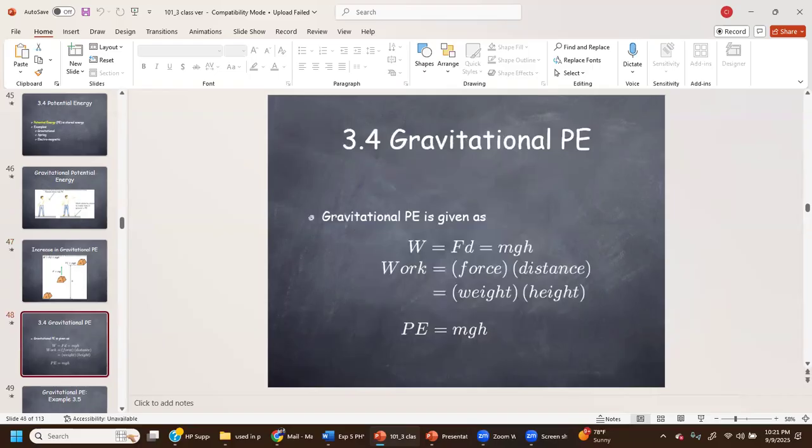which, again, your gravitational energy is where you started from work, which is your force times your distance, and your force is your mass times your gravity multiplied by the distance h. So your potential energy is going to equal m times g times h.